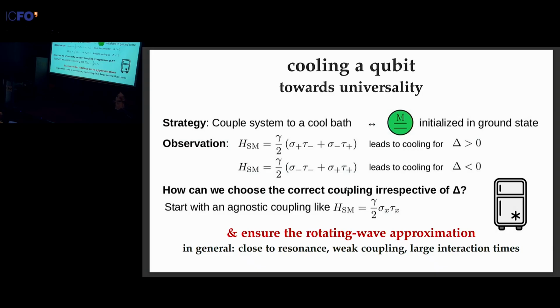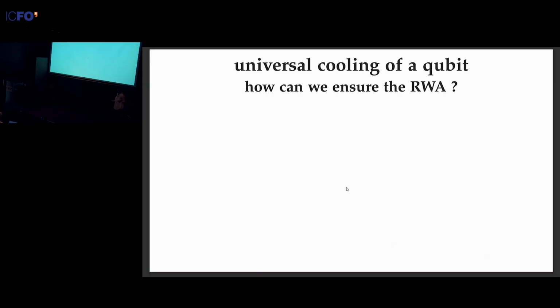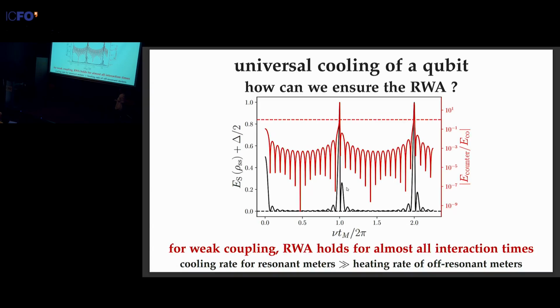So coming from quantum optics, we know what the conditions are for the rotating wave approximation to hold. We have to be close to resonance, weak coupling, and large interaction times. So how can we ensure this in this cooling protocol? Well, it turns out that for weak coupling, it holds automatically for almost all interaction times, except a few resonances that are of measure 0. So if you pick a long interaction time, you're almost always guaranteed that the interaction time is good.